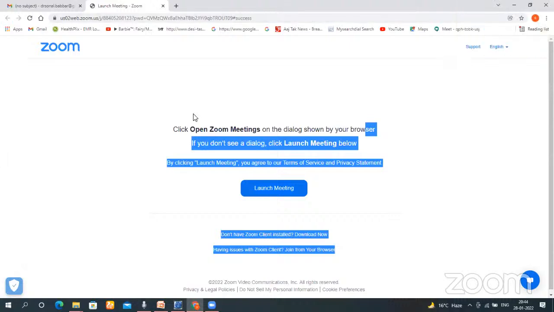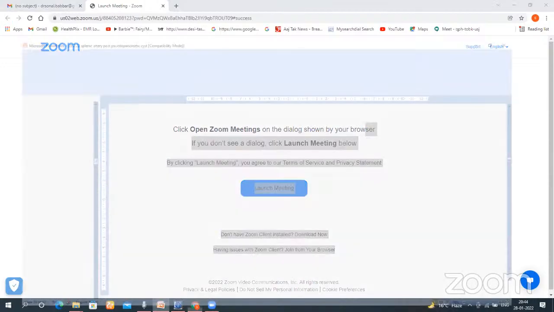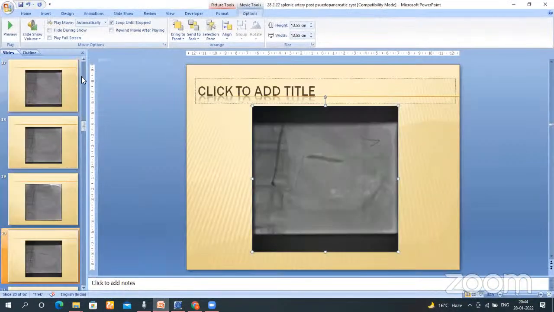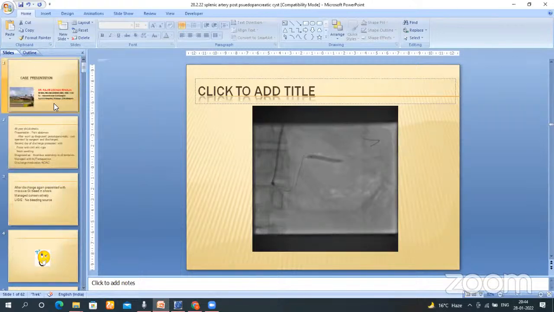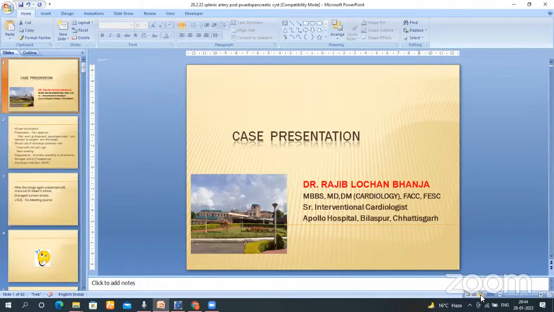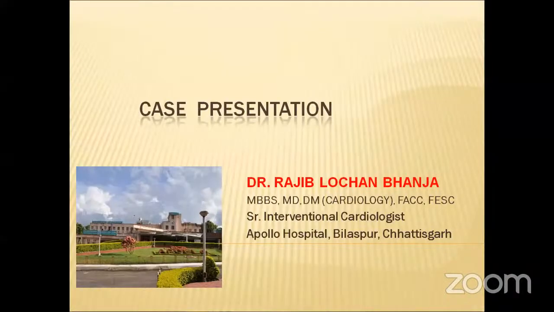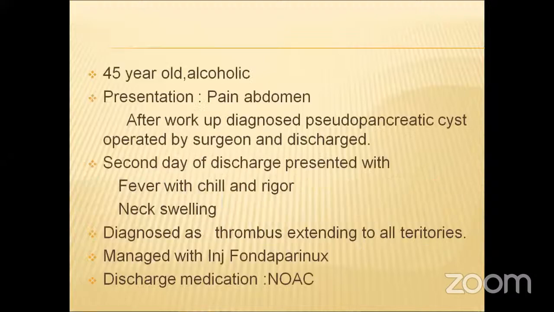Actually, I'm going to present a case which is a little different from the coronary. I'll give you the brief history of the patient. This patient is a 40 to 45-year-old young male, the husband of our sister in charge OT. He presented to us with pain abdomen, and after workup by the gastroenterologist and the surgeon, he was found to have a pseudopancreatic cyst. The cyst was operated on by the surgeon and the patient was discharged.